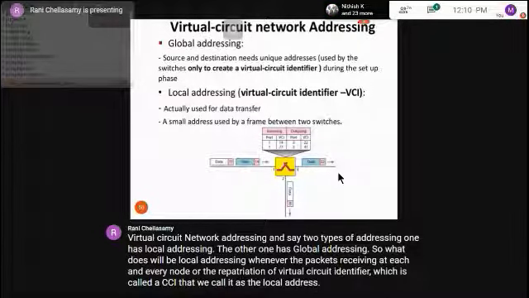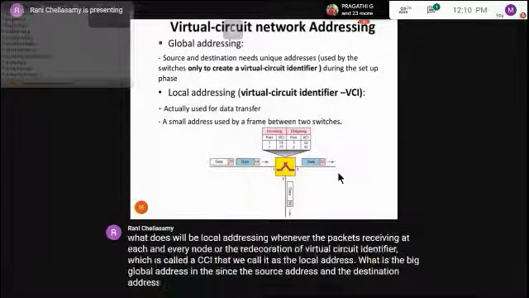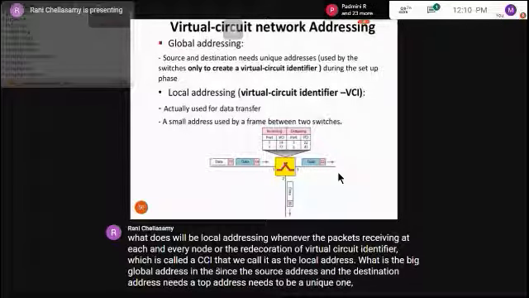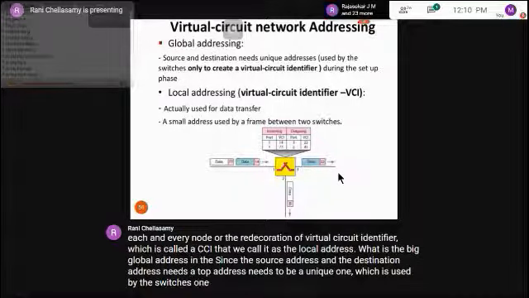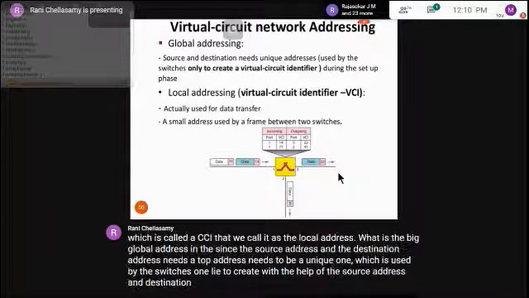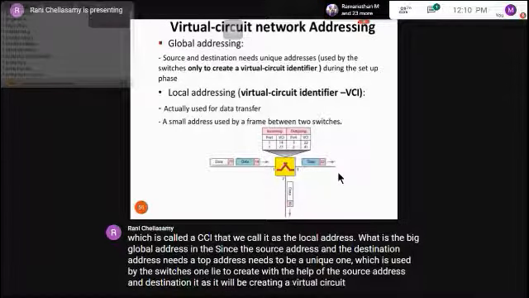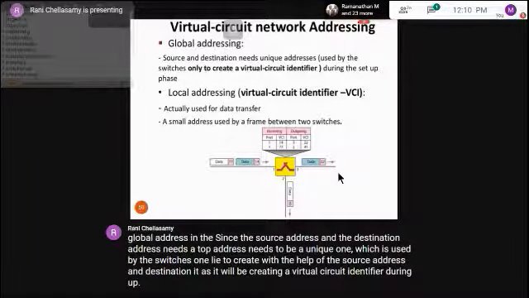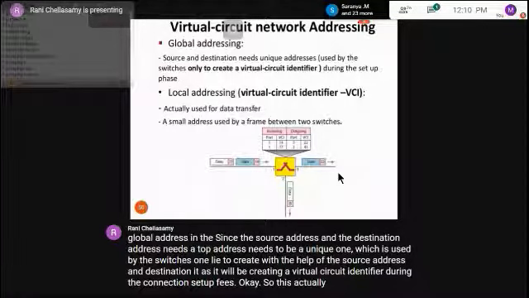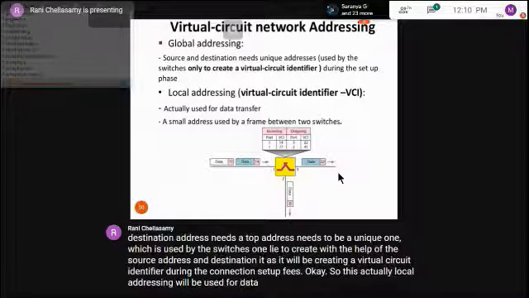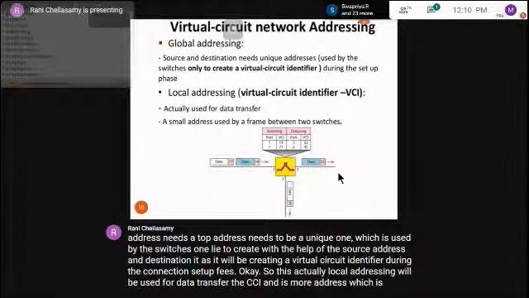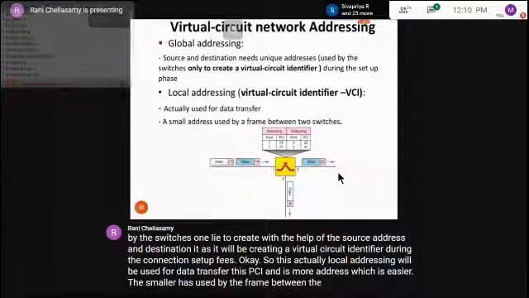Okay. What is meant by global address? In the sense, the source address and the destination address need to be unique, which is used by the switches only. With the help of the source address and destination address, it will be creating a virtual circuit identifier during the connection setup phase. Okay. So this local addressing will be used for data transfer, that is VCI, and VCI is a small address used by the frame between the two switches.